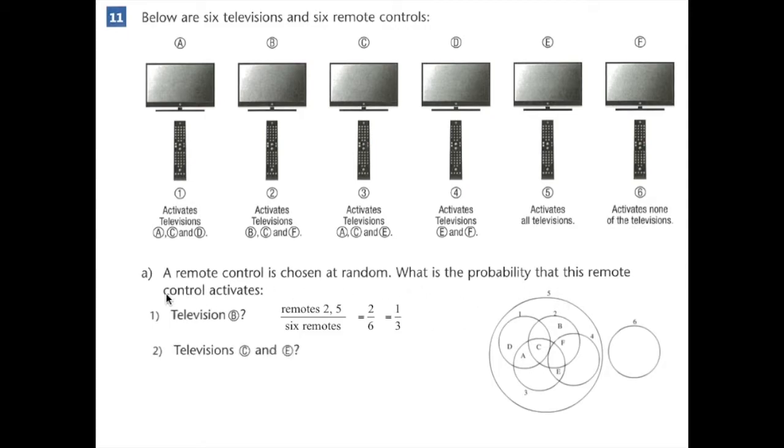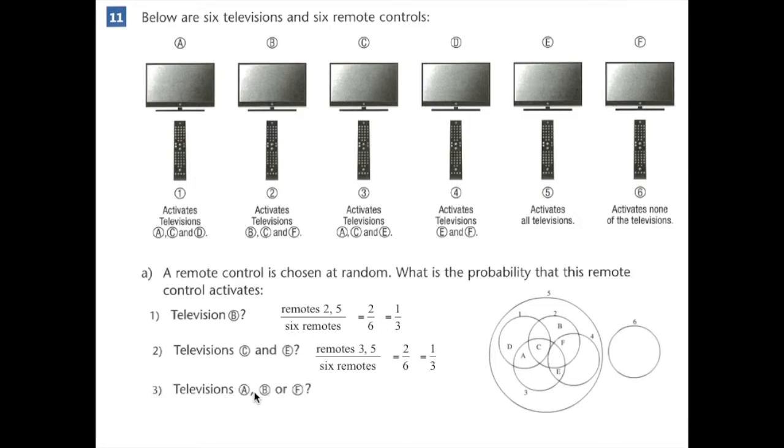A remote control is chosen at random. What's the probability that this remote control activates television C and E? Remote 3 gets both C and E, and the only other one that gets both C and E is remote 5. So we're talking about 3 and 5. So remotes 3 and 5 out of the 6 remotes is once again 1/3.